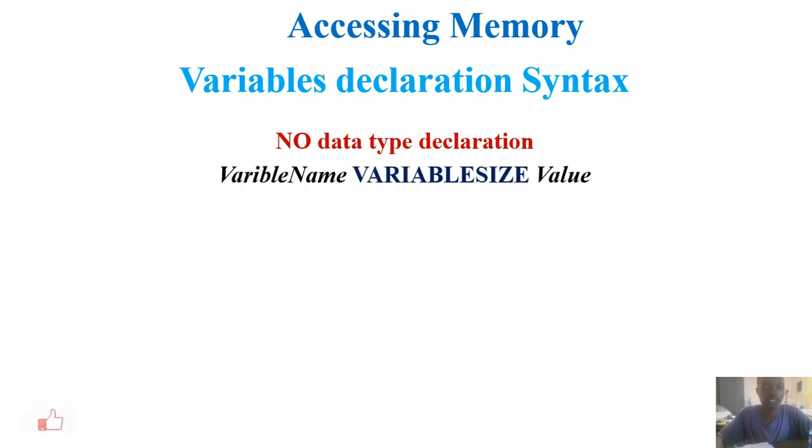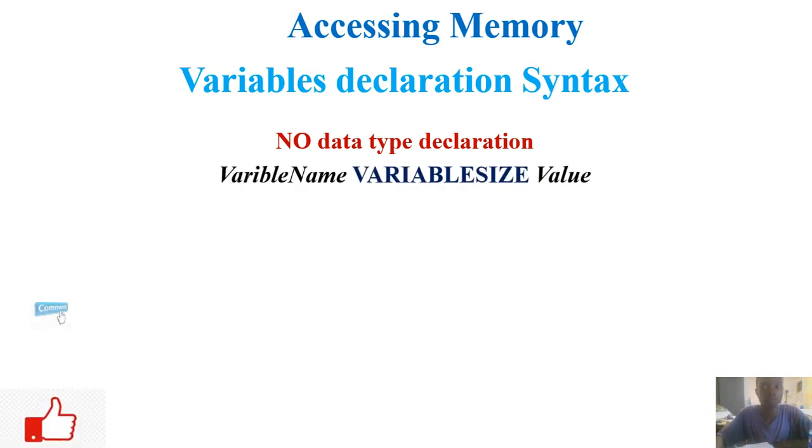microprocessors. Right, let's now look at the syntax of declaring a variable in assembly language. Like I said earlier, DB stands for define byte. If you want to declare 10 bytes, you say DT. You see, whenever you are declaring a variable, you don't need to state the data type. So no data type declaration. And here is the syntax.